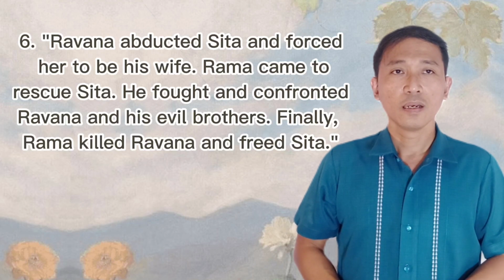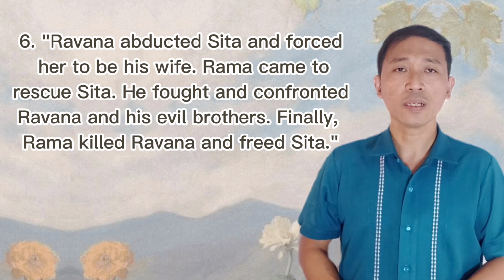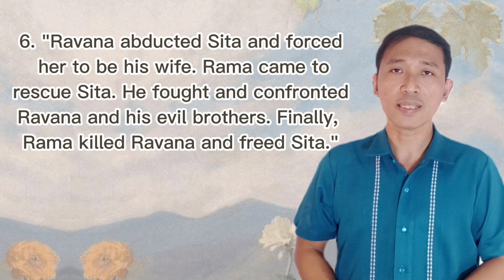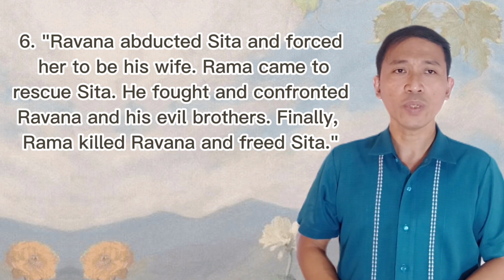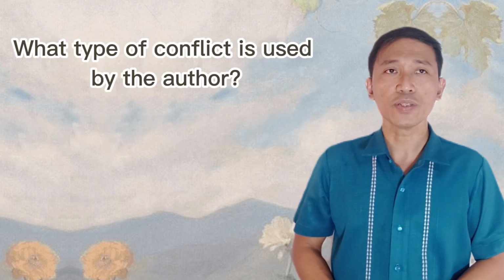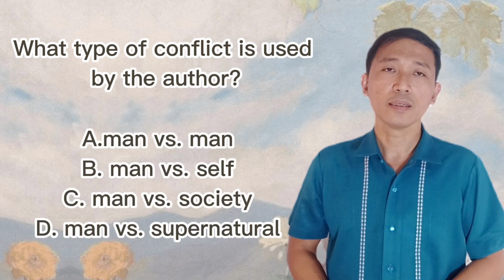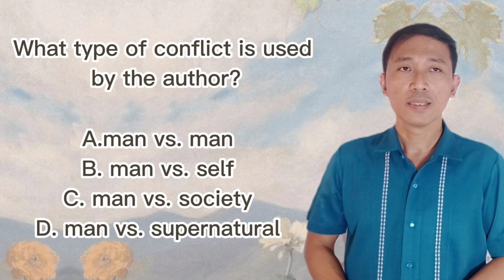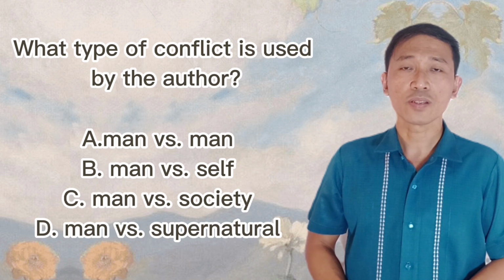Number 6. Ravana abducted Sita and forced her to be his wife. Rama came to rescue Sita. He fought and confronted Ravana and his evil brothers. Finally, Rama killed Ravana and freed Sita. In this situation, the struggle is directly set between the protagonist and the antagonist. What type of conflict is used by the author? A. Man versus man. B. Man versus self. C. Man versus society. Or D. Man versus supernatural.